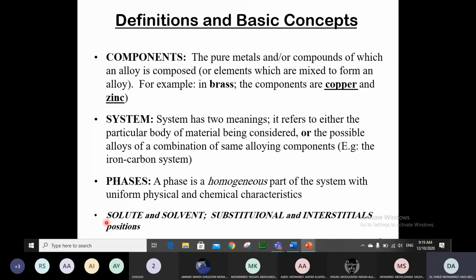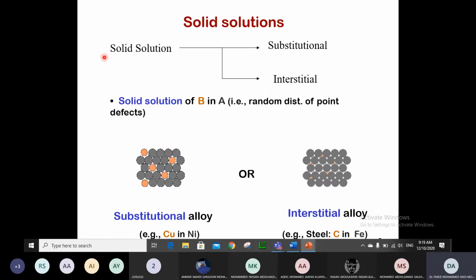Just to review more, we also covered previously in chapter 3 or 4 the solid solution. So we will have a small review now. We have the solute, the dissolved, and we have the solvent, the dissolving. We have the substitutional and interstitial solid solutions, which we have seen previously. So solid solution has two types: the substitutional solid solution and the interstitial solid solution.